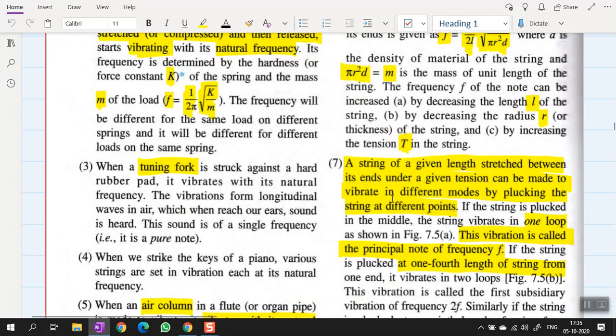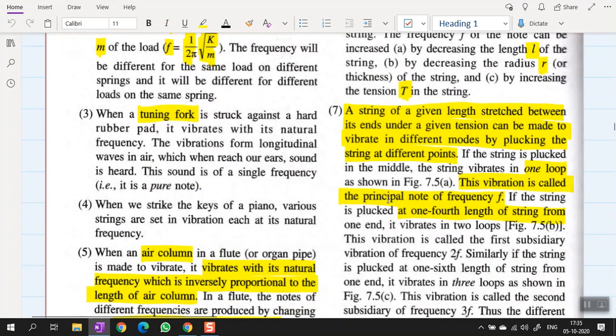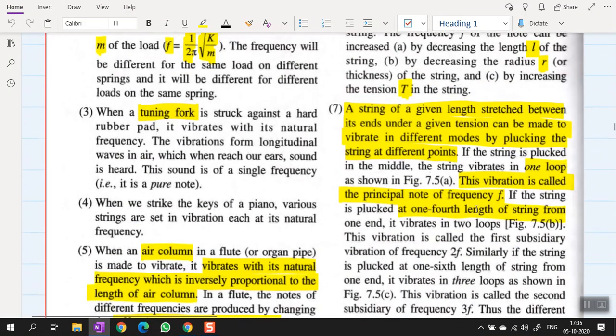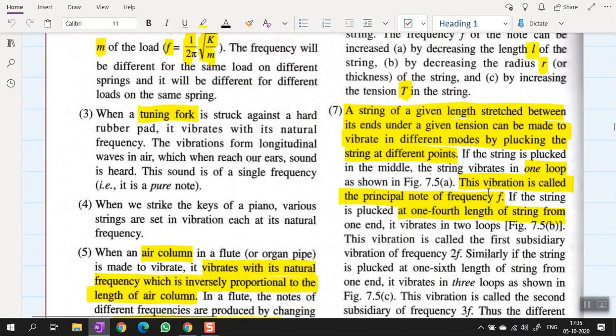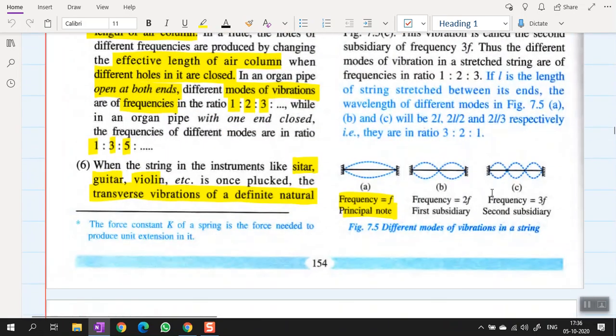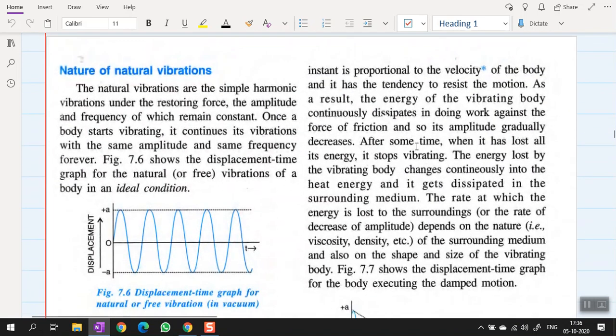Right, so we saw a very nice example of first the organ pipe, and then the air column one, and then the string plucked at different ends or string vibrated with different frequencies, vibrating with different number of loops and producing principal notes of frequency and first subsidiary and second subsidiary and third subsidiary and so on. Frequency of vibrations, different modes of vibration in a string. Okay, so this is very, very clear.